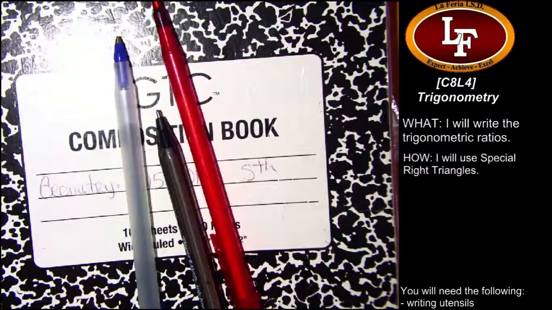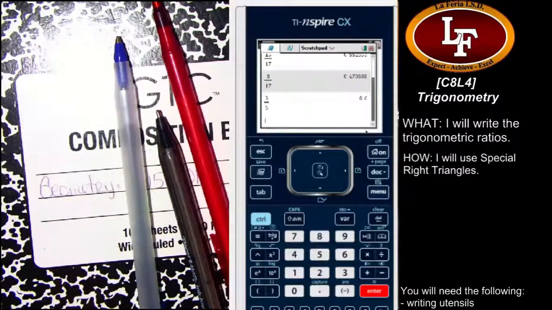Afternoon. You will need a calculator today. So if you don't have one, go get one.